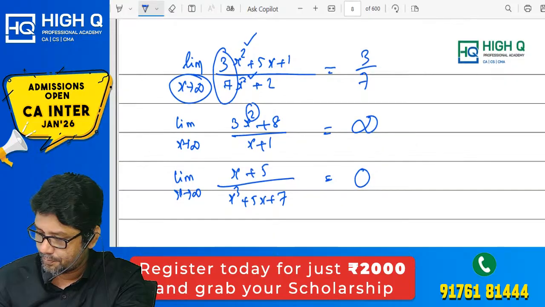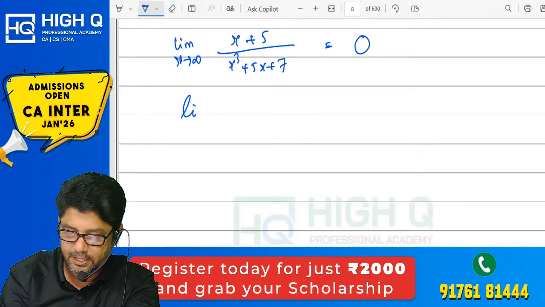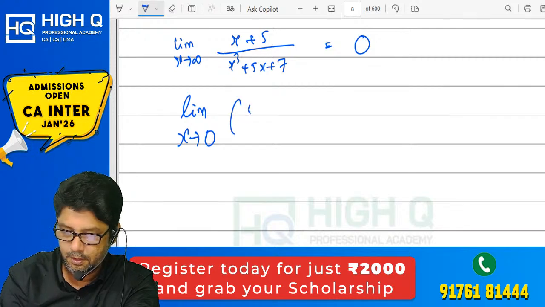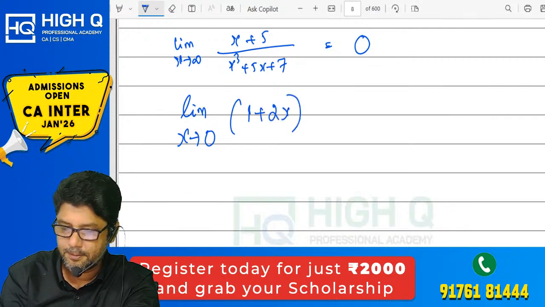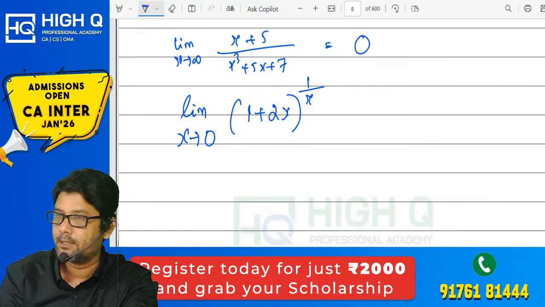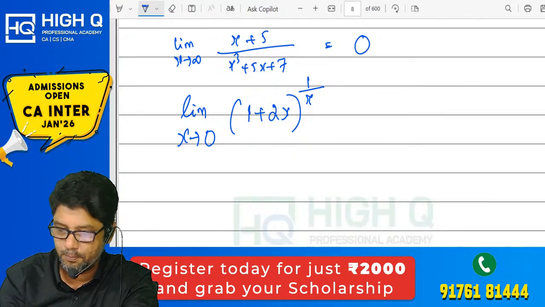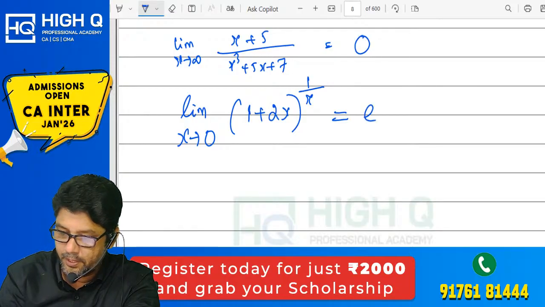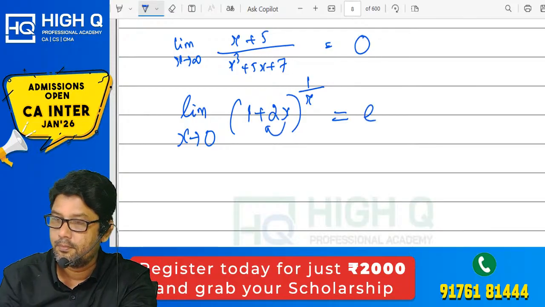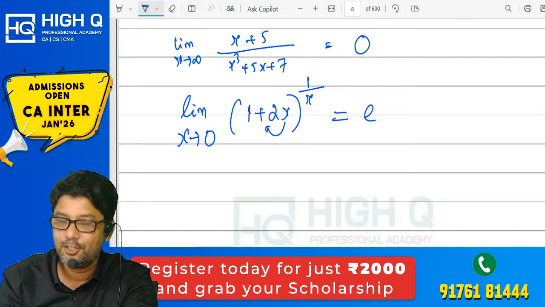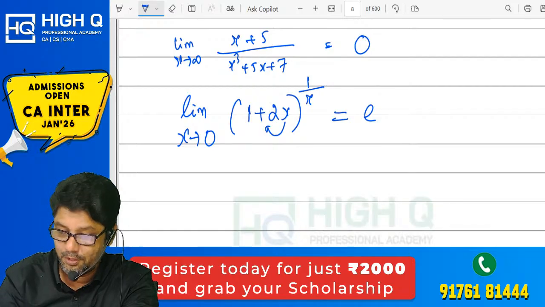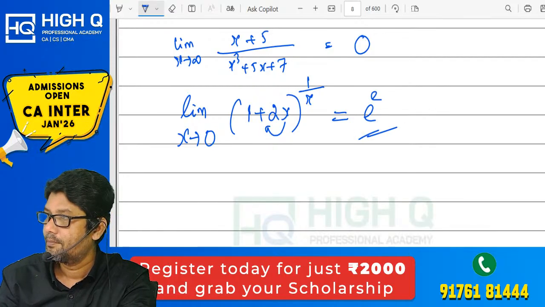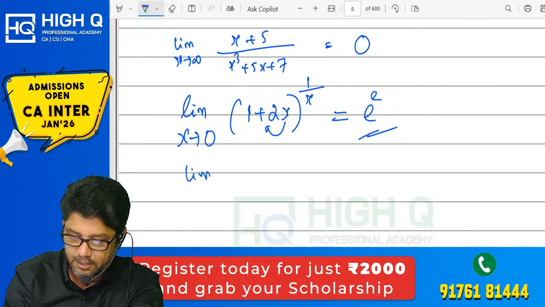Okay. Next, the third type of question. Limit x tends to 0, (1 plus 2x) whole power 1 by x. Now e power, what is the coefficient of x here? E square. Answer over. Now, can you give me the answer for this?